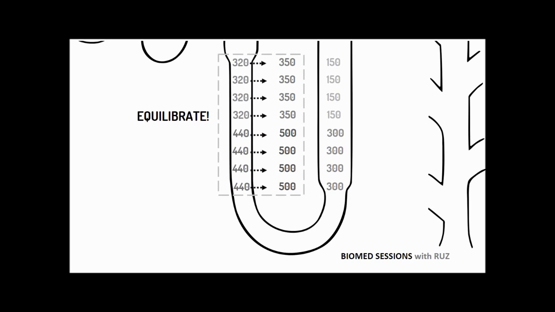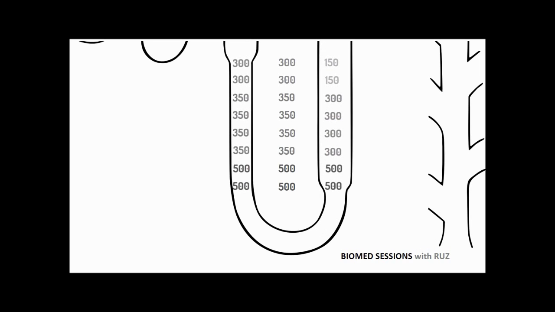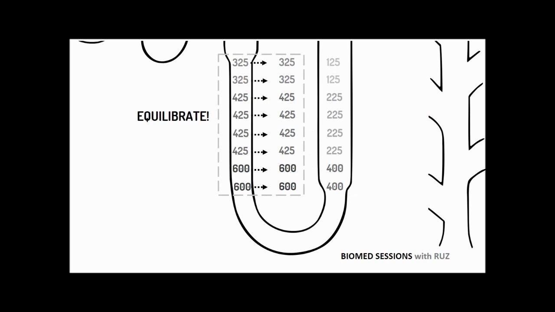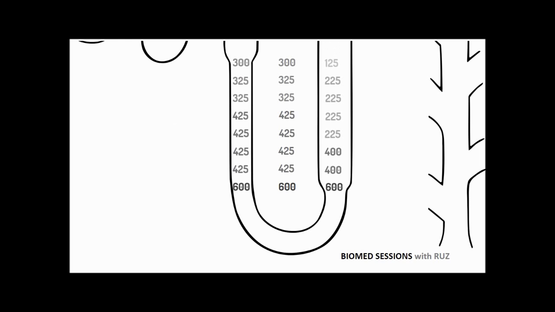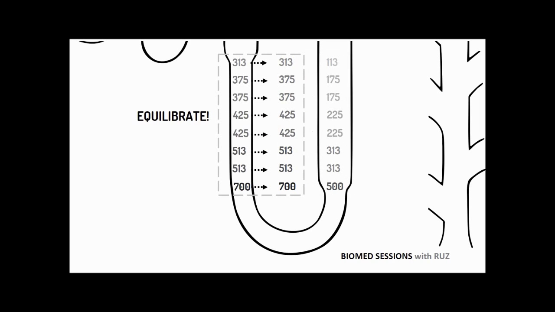Now to equilibrate the descending limb with the interstitial fluid and advance the fluid in the loop of Henle a little. Lo and behold, the gradient is messed up again, but we know what to do. Let's pump and establish that 200 milliosmol per litre gradient. Equilibrate to match osmolarities and advance the fluid. Okay, one more time to get the point across. Our gradient is messed up. Pump out sodium to restore the gradient and equilibrate.